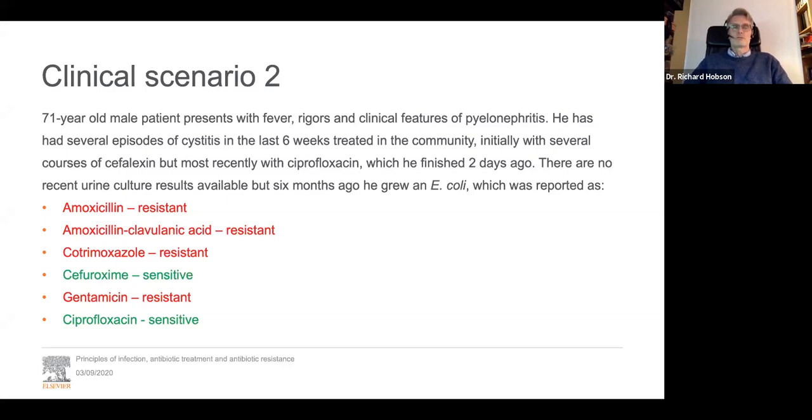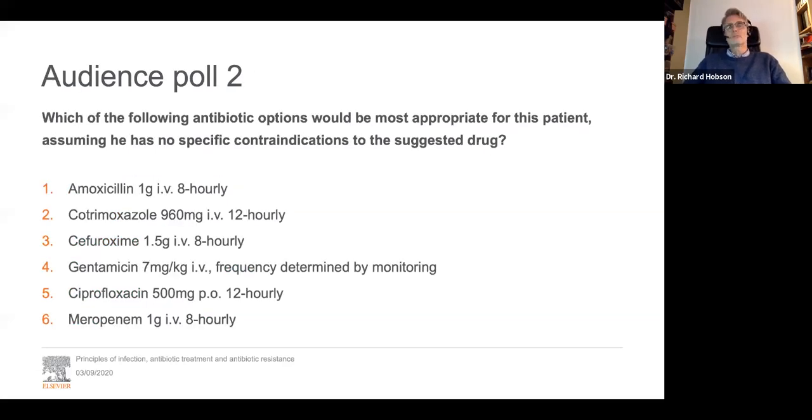There are no recent urine culture results, but 6 months ago, really before all this started, he grew an E. coli, which was quite resistant. It was resistant to amoxicillin, clavulanic acid, cotrimoxazole, and gentamicin, but sensitive to cefuroxime and ciprofloxacin. It's quite difficult to remember what's on this slide, I know, when we move on to the next one, but try and remember. It was isolated 6 months ago, and it was sensitive to cefuroxime and ciprofloxacin. So the question here is: which of the following antibiotic options, and there's no trick here, some are oral and some are IV, would be most appropriate for this patient, assuming no specific contraindications? So take your pick.